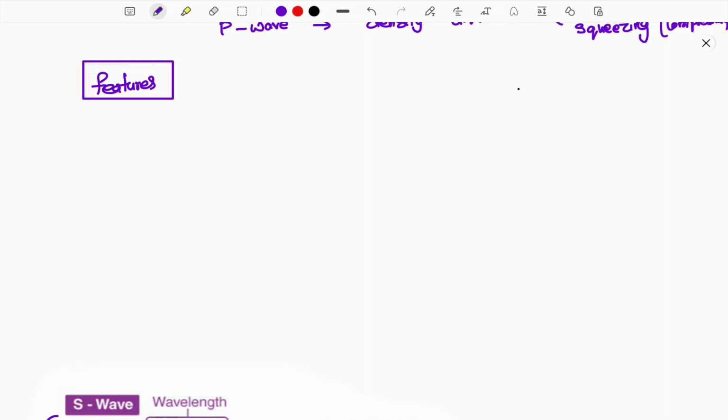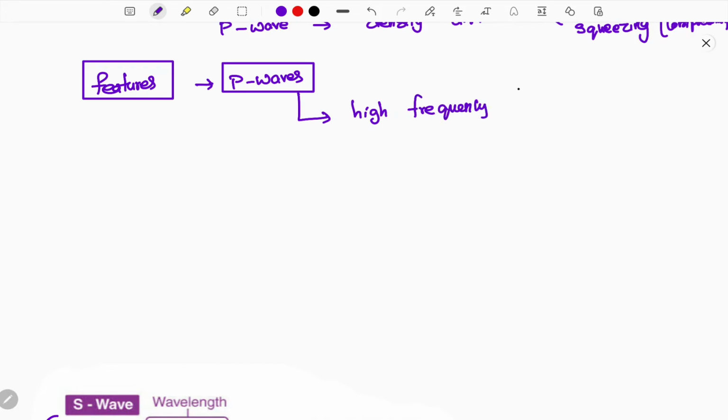You need to understand them. Okay guys, so the features of P waves, not any other waves, only P waves I'm explaining. Now we shall understand the features of P waves. Guys, this has a high frequency. Compared to other waves, the high frequency wave is none other than the P wave.